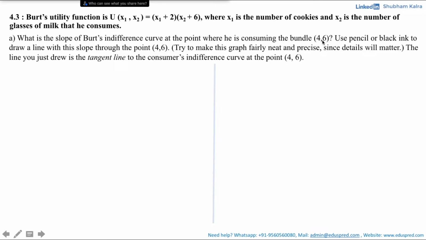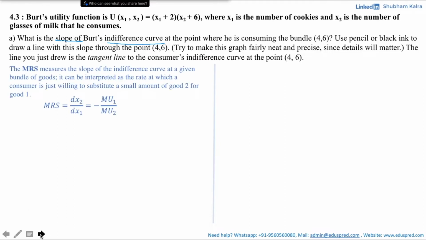Use pencil or black ink to draw a line with the slope through the point 4, 6. Try to make this graph neat and precise since details will matter. The line you just drew is a tangent line to the consumer's indifference curve at the point 4, 6. Here we are asked to find the slope of Burt's indifference curve. Now what do we mean by slope of Burt's indifference curve?